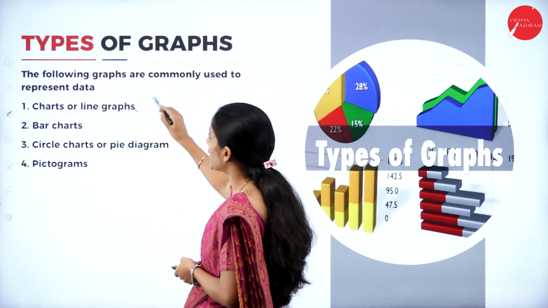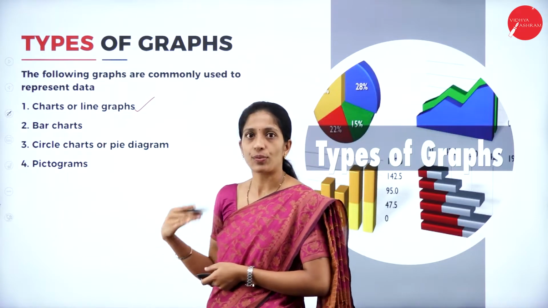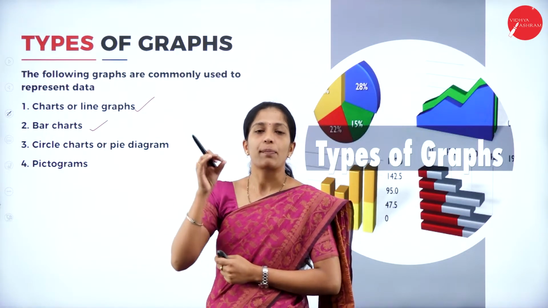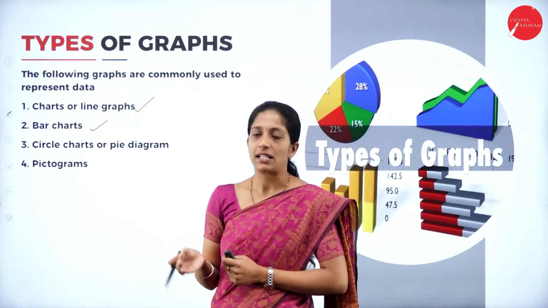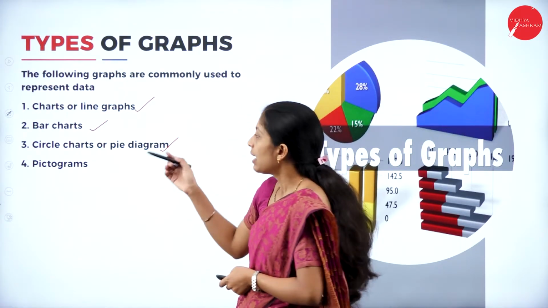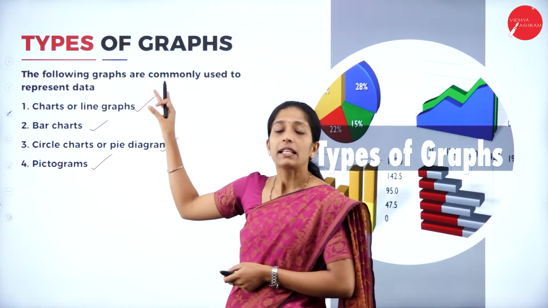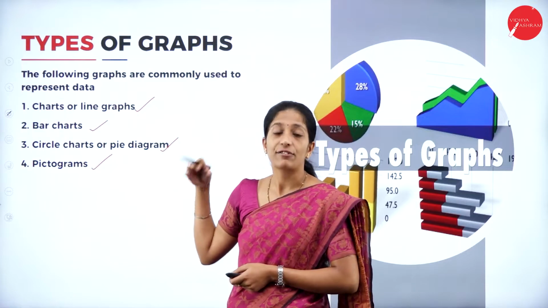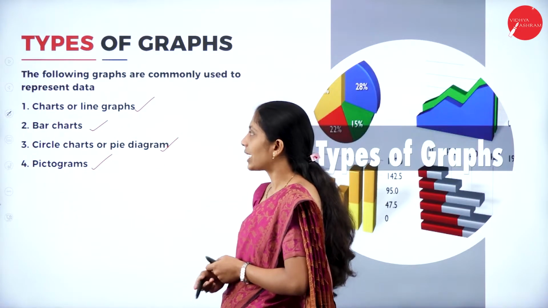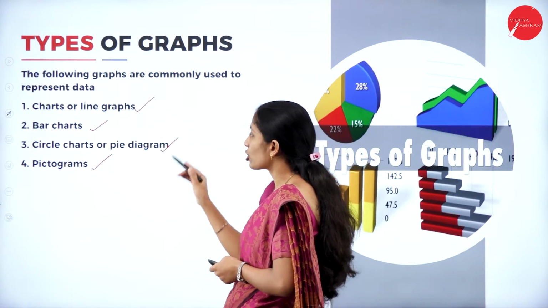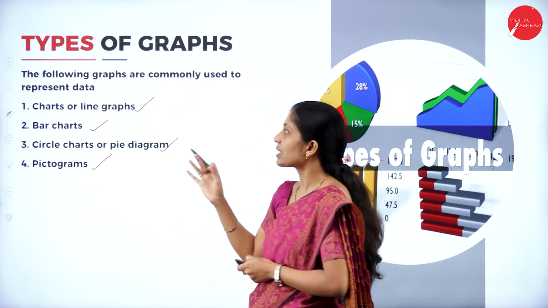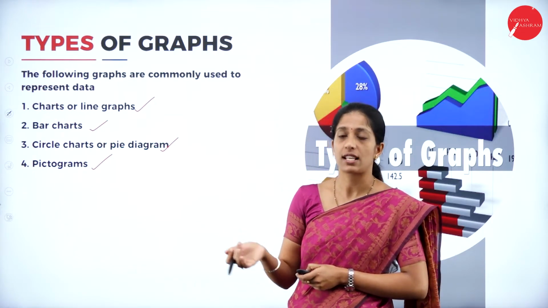First one is charts or line graph. We are familiar with it. Next one is bar charts. You might have seen bar charts, where they represent two variables. Next, circle charts or pie charts, we have seen them. Next one is pictographs. So these are a few types of graphs, and we shall discuss them in detail: line graphs, bar charts, circle charts or pie diagrams, and pictograms. Now let us see one by one what this line graph is.